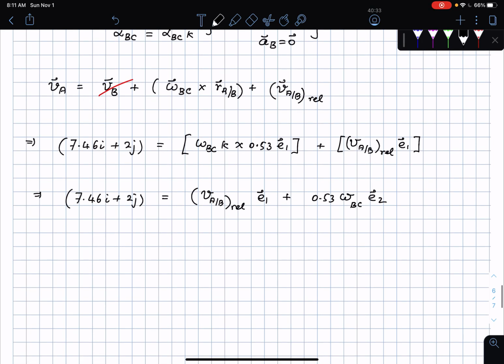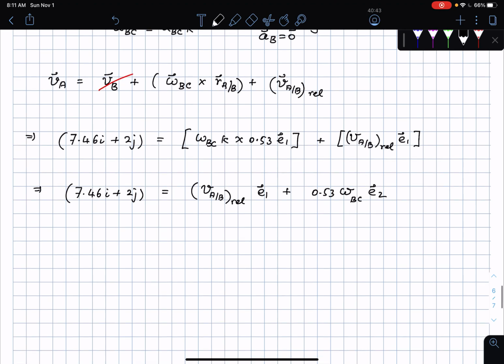Alright, now we come to a crucial point in our calculations. We need to perform the coordinate transformations. So how do we do the coordinate transformations? Because these are in a mixed system, right? On one side I have i and j, on the other side I have E1, E2, so obviously this is not going to be helpful to my life. So I have to do a coordinate transformation.